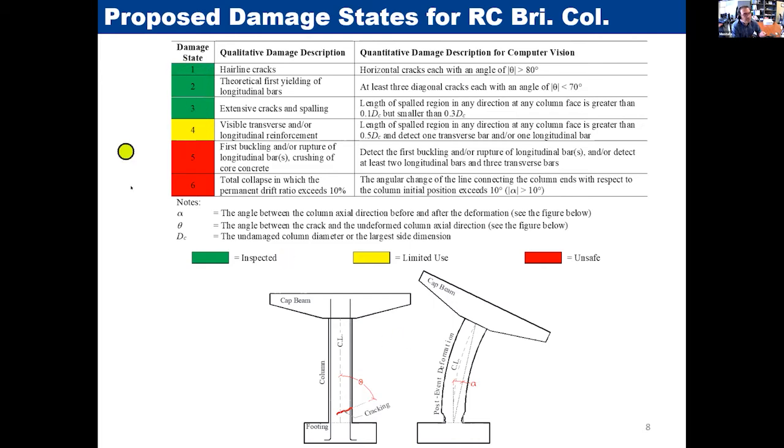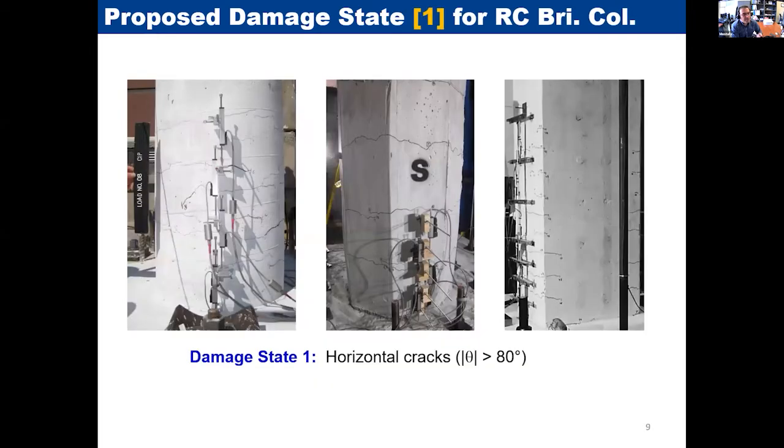So we keep those 6 damage states that are practical and used by Caltrans and basically other states, but we provided a quantitative measure for each damage state. So for damage state 1, just to save some time, I will show 1 and 6, the best and the worst case scenario. Damage state 1 means you see a few flexural cracks.